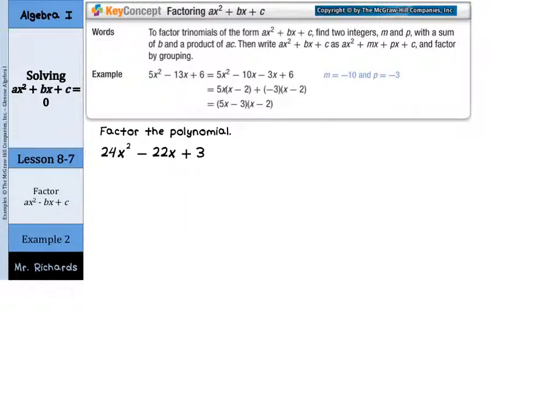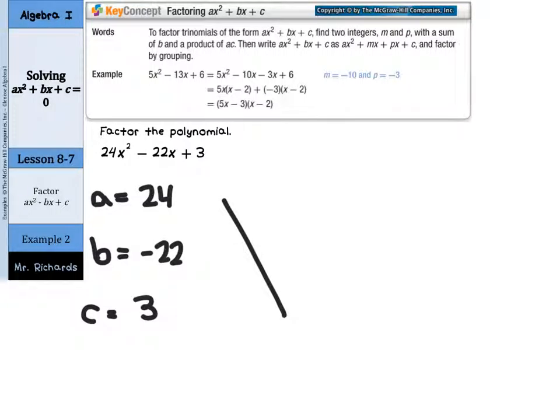So just to practice, is there a greatest common factor I can pull out of here? Well, 22 breaks down to 2 and 11, and I can't get a 2 out of the 3, so in this question there's not. So let's just start off with our a being 24. Our b in this question is negative 22, and our c is equal to 3. So as we look at our box, we're going to look at a times c and b. The b is easy, that's just negative 22.